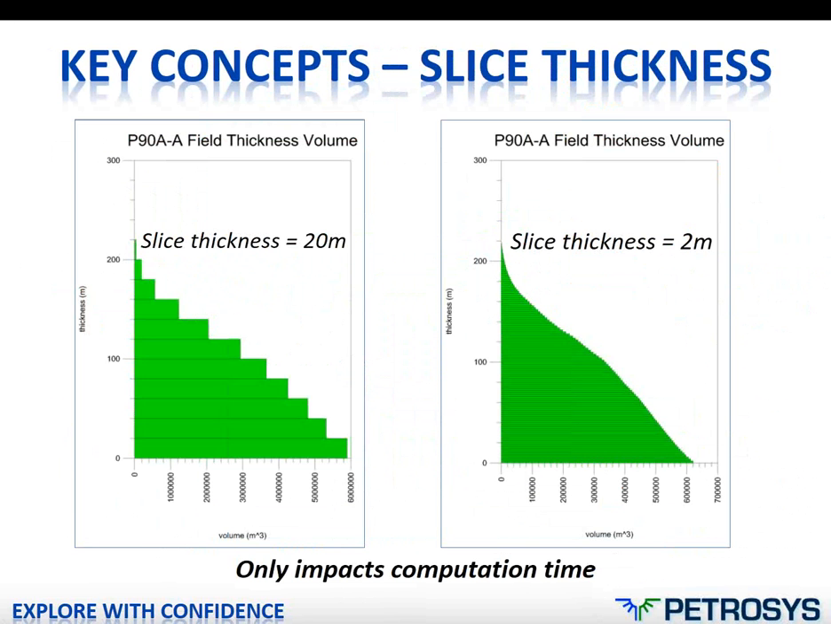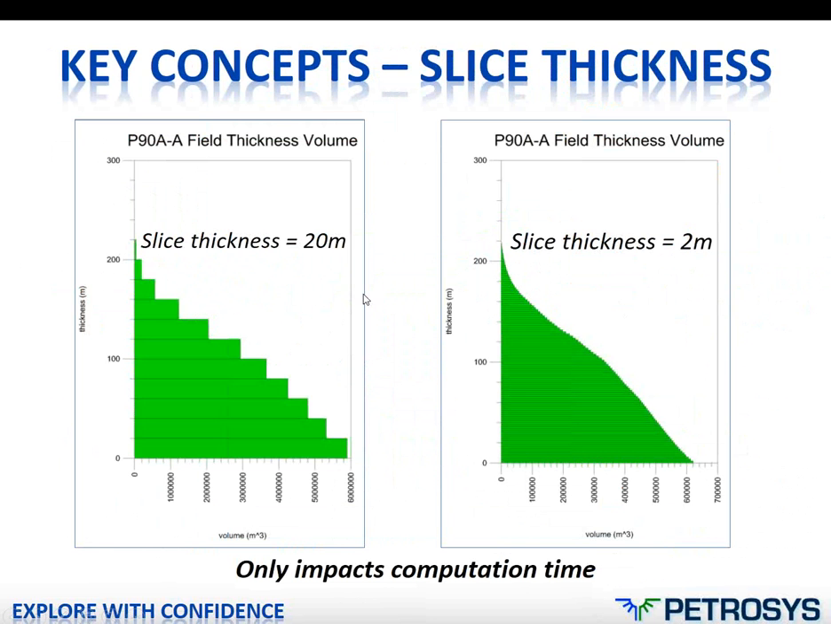Another concept to talk about is the slice thickness. This controls how the volume is reported. So the finer the slice thickness, the more detailed the volumetrics report. This only impacts the computation time. The volume calculated will be exactly the same no matter the slice thickness that we use.